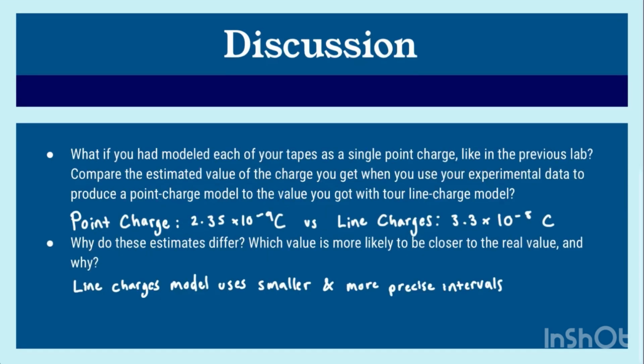The first discussion question asks, what would happen if we modeled each of our tapes as a single point charge? This is exactly what we did in Lab 1, so we just compare the point charge found in Lab 1 to the line charge found in this lab. These estimates differ because the line charge model uses smaller and more precise intervals. Meanwhile, the point charge we used in Lab 1 is just one big estimate of the entire charge spread out across the tape. So by using small, different intervals that represent different parts of the tape, we get a more accurate reading.